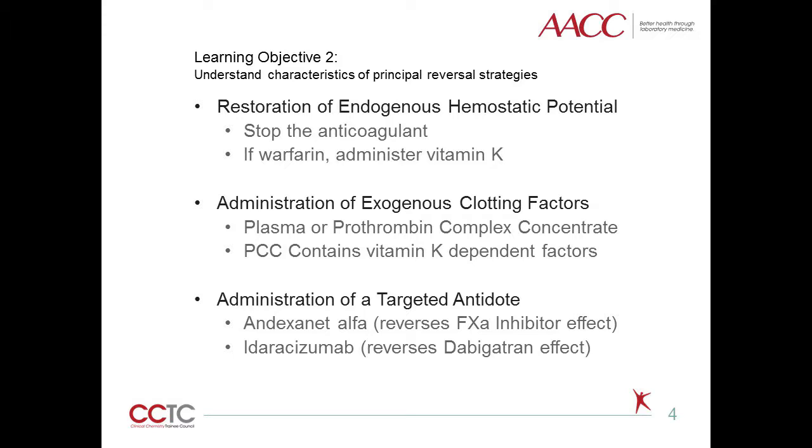Kcentra, CSL Behring, Marburg, Germany, is a 4-factor PCC approved in the U.S. for reversal of warfarin effect in selected patients. Dosing, which is guided by the degree of INR elevation, ranges from 25 to 50 factor 9 units per kilogram.